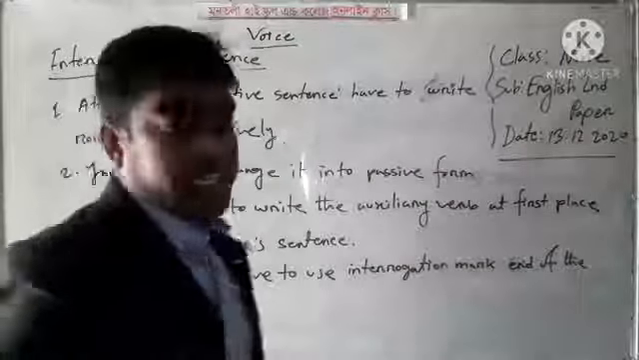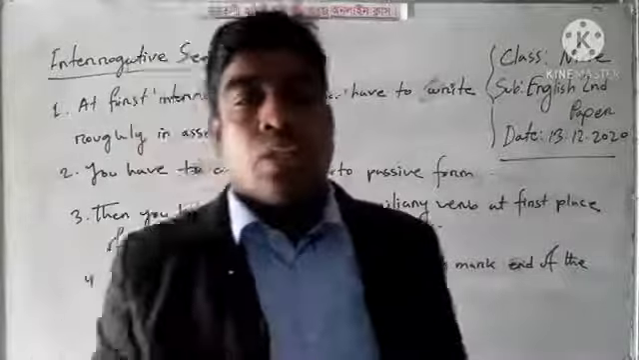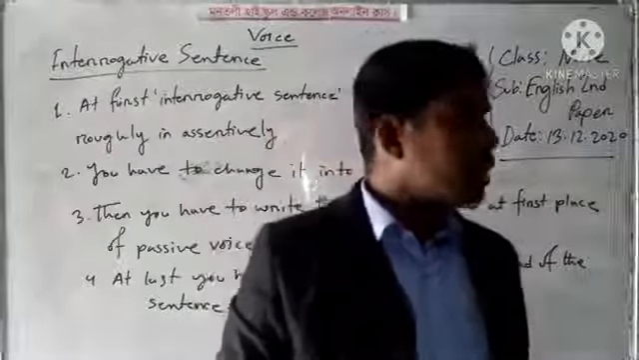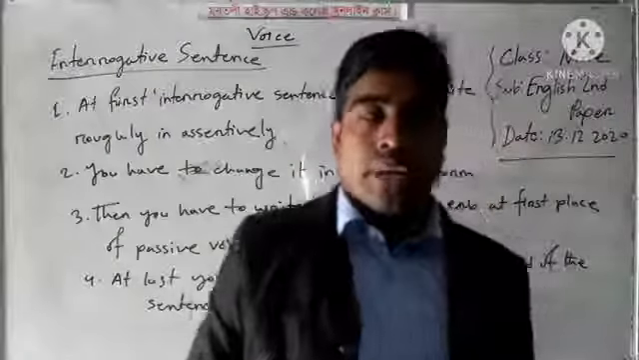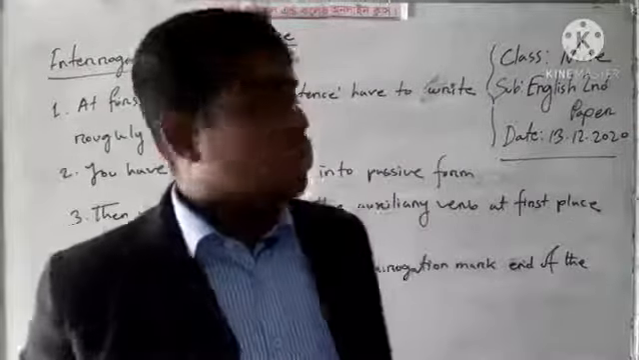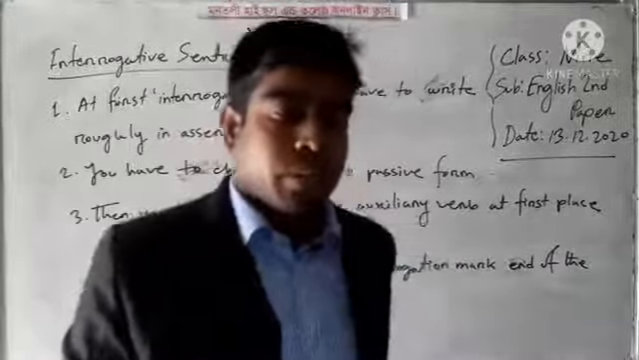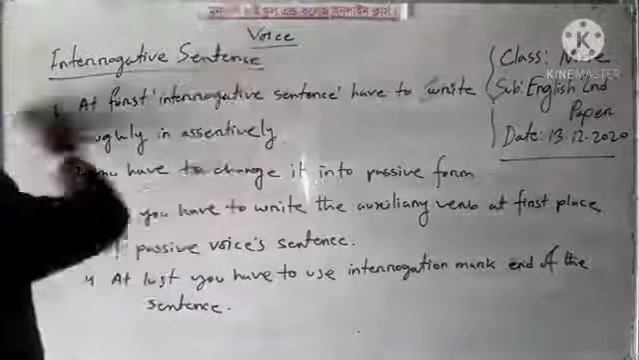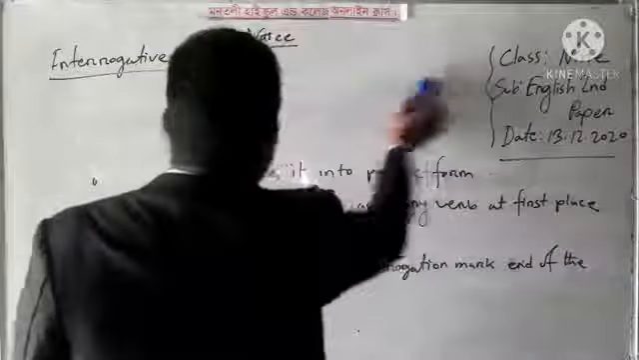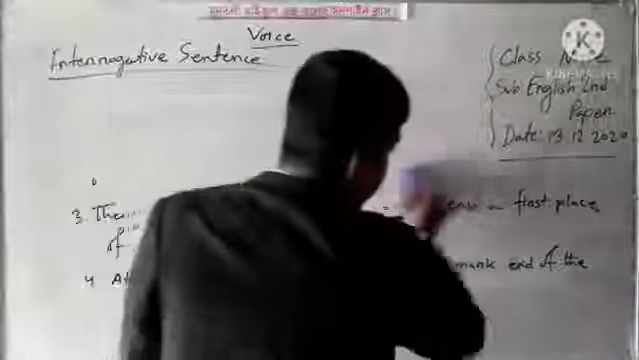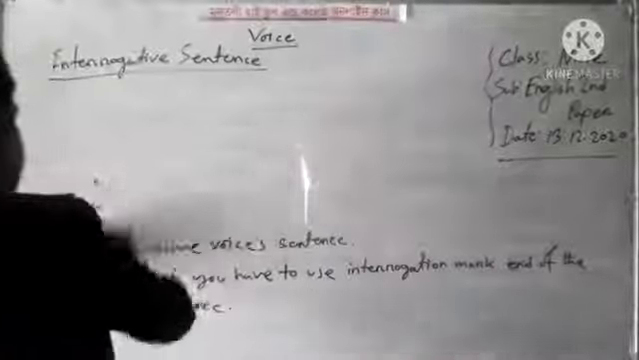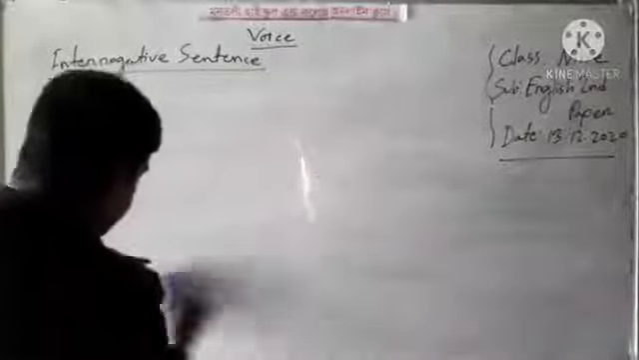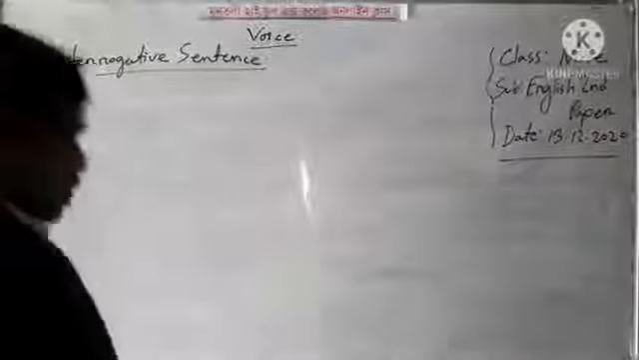Actually, it is the direction to change the active voice of an interrogative sentence that starts with an auxiliary verb into passive. So now I am going to the example of how we can change it. Okay, dear learners, look at the board. If you eagerly look at the board and follow my lecture, at that time it is clear to you to understand.